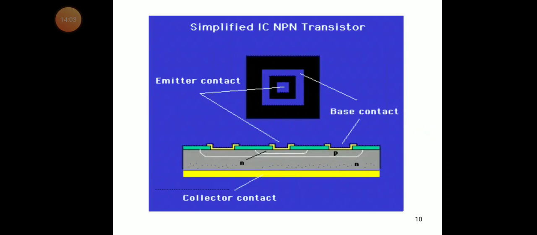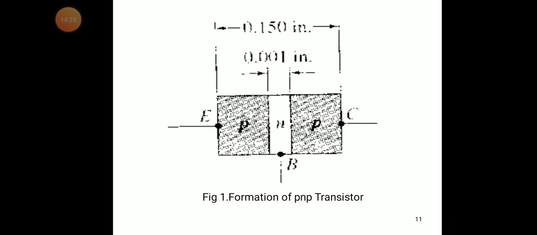So now we try to discuss the transistor symbol. You can see how it is. The simplified IC NPN transistor, how it is. We have the collector contact, emitter contact, and base contact. We have NPN like that. This is NPN or PNP. The width also is here, how it is: 0.001 inches, and the total is 0.150 inches.